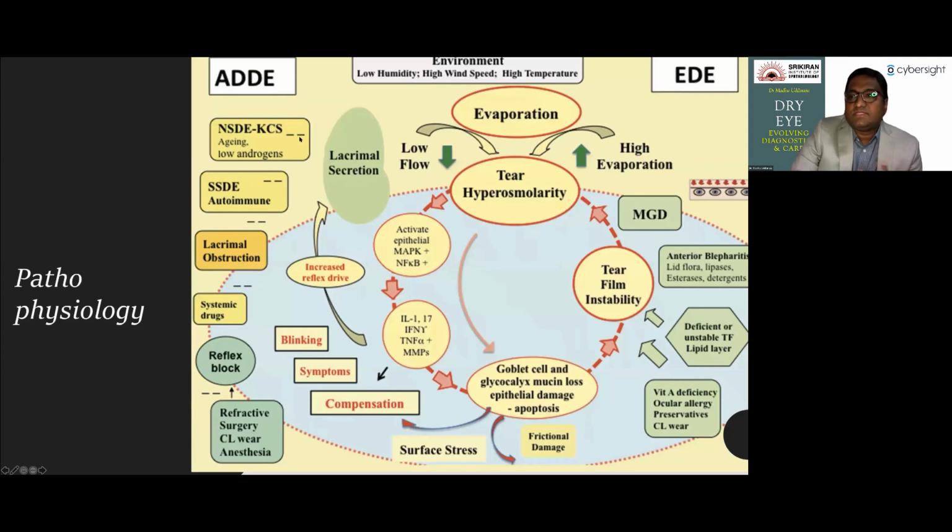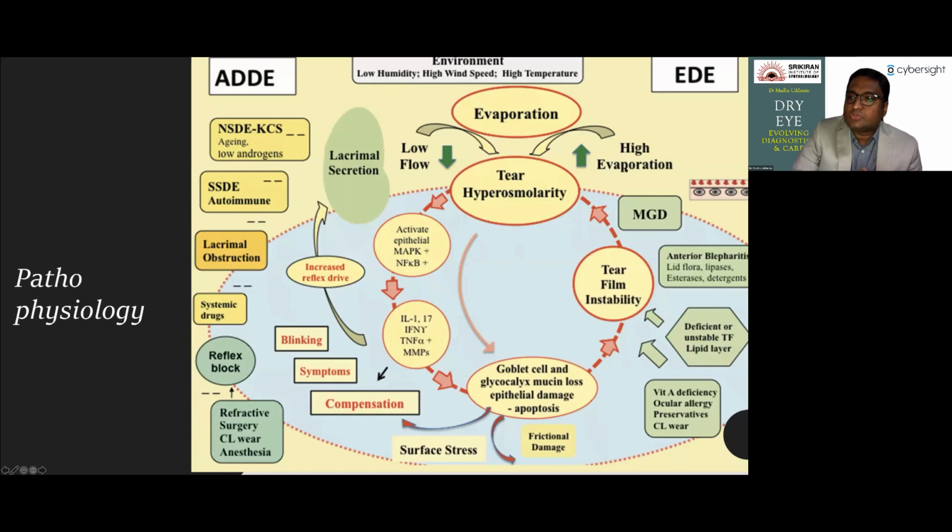So this is a very busy slide where you can see the pathophysiology of dry eye. To the left side, you can see all the lacrimal gland related activities that cause this aqueous deficient dry eye. In the outer circle here, these are the things that can cause aqueous deficient dry eye. It can be aging, lower androgens, autoimmune diseases, lacrimal obstruction, systemic drugs, or it can be a reflex block because of a surgery, contact lens wear, or anesthesia.